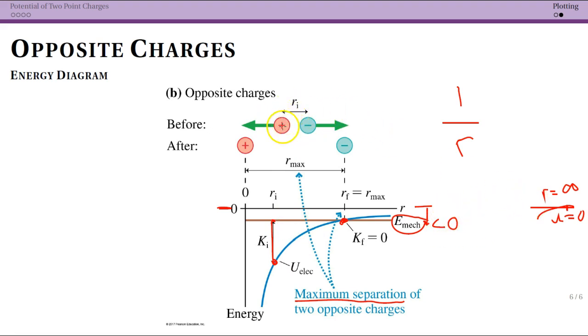And so for oppositely charged particles, we actually deal with negative energies. That's okay. Remember that we're always just talking about changes in kinetic and changes in potential energy, which is why this makes sense.